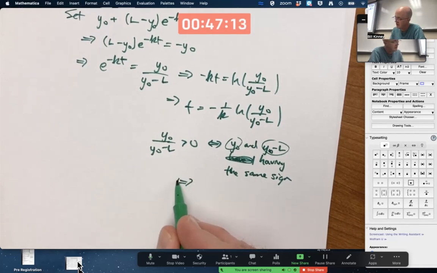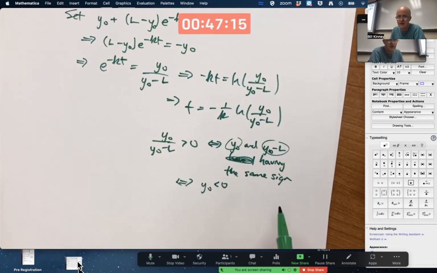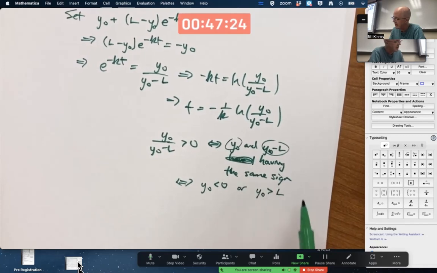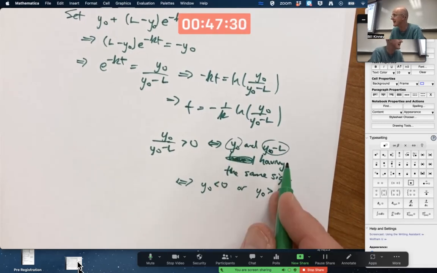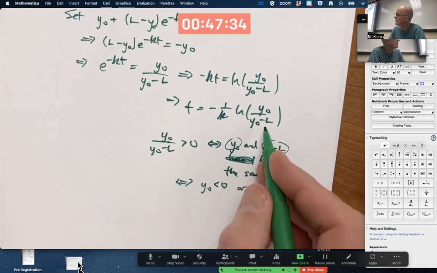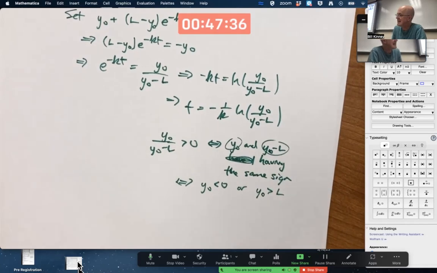This is equivalent to either y0 being less than 0, in which case both of these quantities that I circled are negative, or y0 being bigger than L, in which case both of these are positive. If y0 is between 0 and L, then this is positive and this is negative, and this fraction would be negative. So I can't plug it into the logarithm function. So what I'm trying to say is, this is the condition when you're going to have vertical asymptotes, just like I said a few minutes ago.